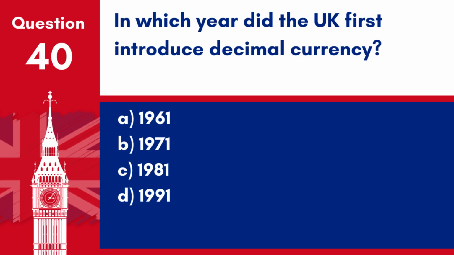Question 40. In which year did the UK first introduce decimal currency? A. 1961. B. 1971. C. 1981. D. 1991. Answer. B. 1971. The UK first introduced decimal currency in 1971, transitioning from pounds, shillings, and pence to a system based on pounds and pence, simplifying transactions and accounting.